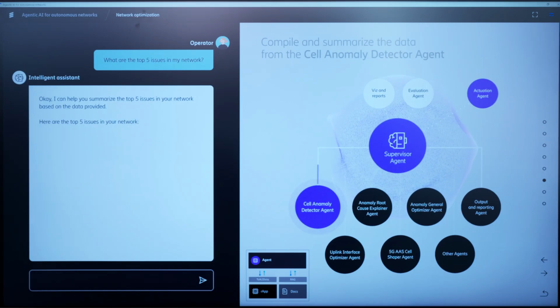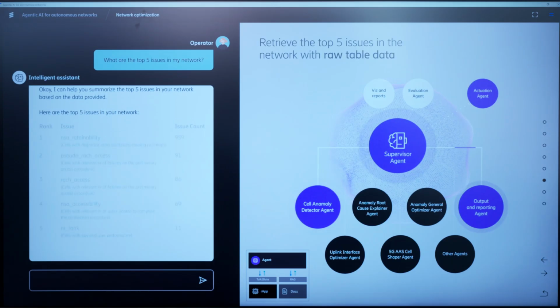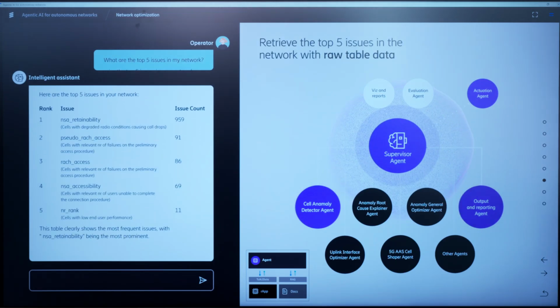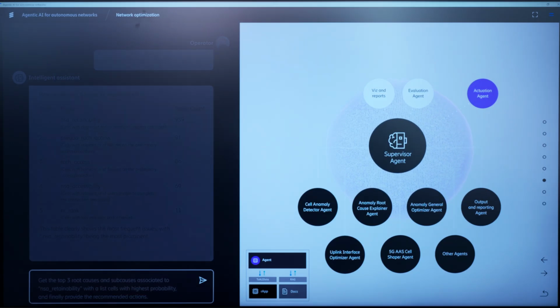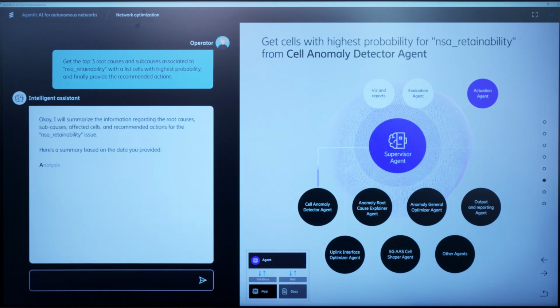So if we can, for example, ask a very basic question: what are the top 5 issues in the network? This is a very simple question that the system should be able to handle. The supervisor agent takes that question, it reasons and tries to understand which agents it needs to invoke. So here, for example, it invokes the cell anomaly detector.